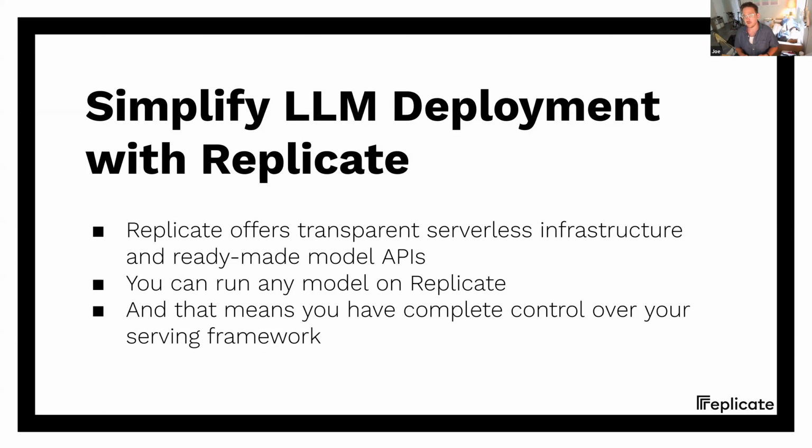We offer ready-made APIs for models. You can run any model on Replicate, but we also have a piece of software Hamel mentioned called Cog, and you can wrap your model serving code with Cog and push it to Replicate. And one of the implications of this is that it gives you complete control over your serving framework.